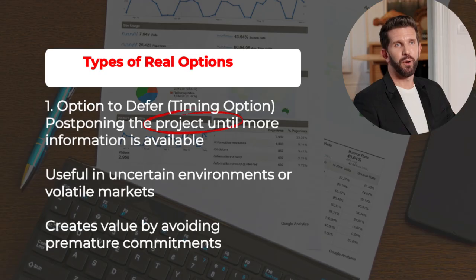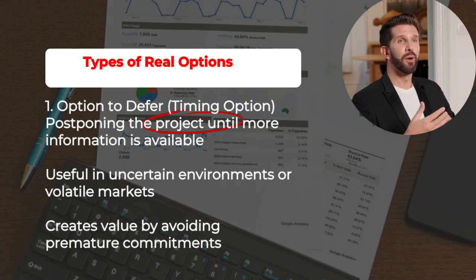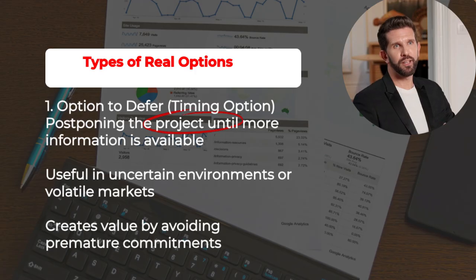2. Option to expand. Ability to scale up operations if the initial phase performs well. Seen in staged investments or pilot projects. Adds value by capturing upside potential. Example, launching a single outlet with plans to expand to 100 if profitable. 3. Option to contract. Reducing the size or scale of a project in response to adverse outcomes provides downside protection. Example, cutting production by 40% due to falling demand without total shutdown.